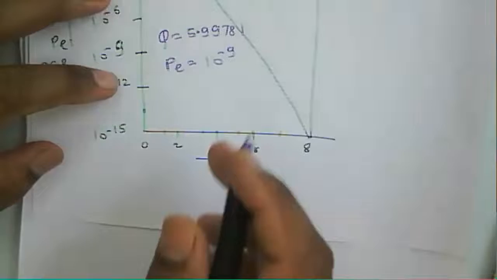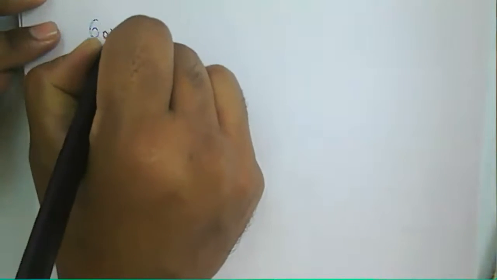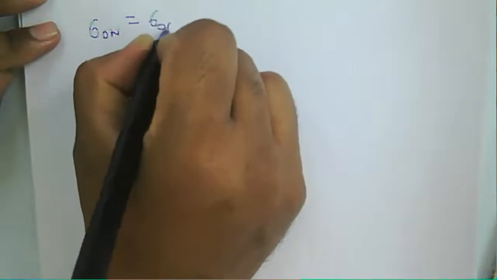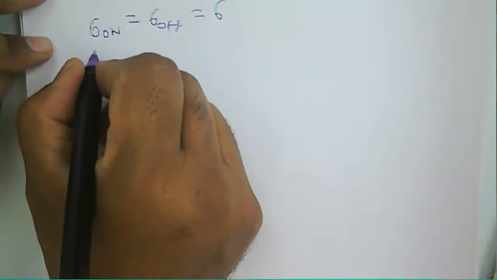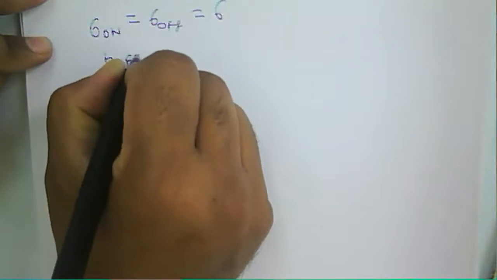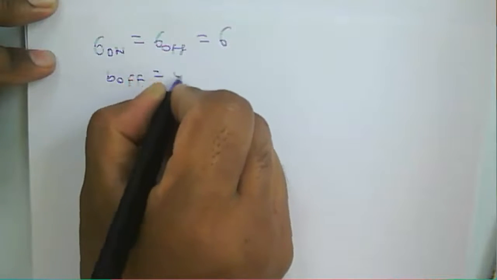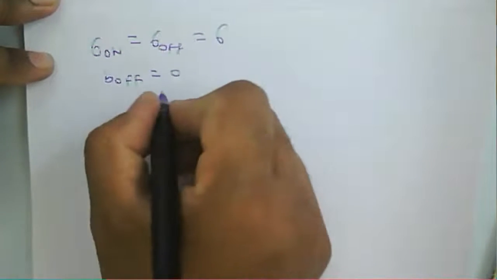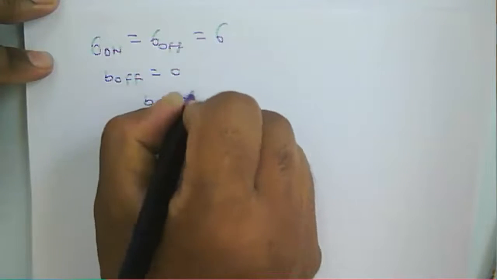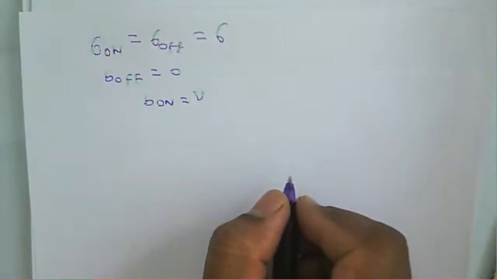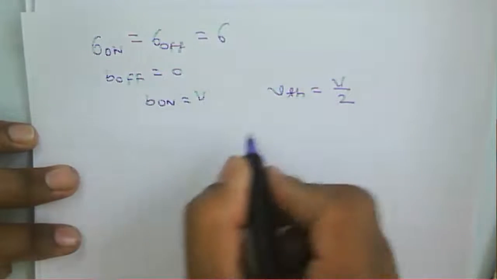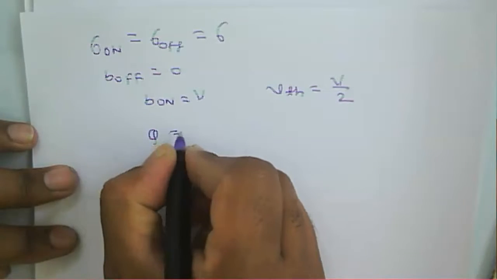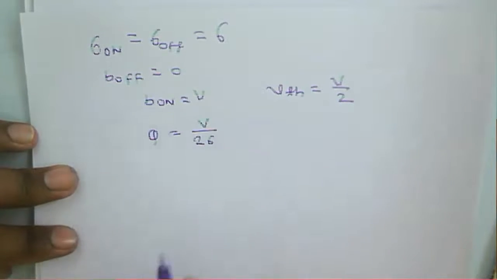Now if we consider the variance, that is sigma on is equal to sigma off is equal to sigma. Suppose V off is equal to 0, and in that case V on is equal to 1 V. Then the threshold value of voltage, VTH, is equal to V by 2. For this particular threshold value of voltage, Q will be V by twice sigma.